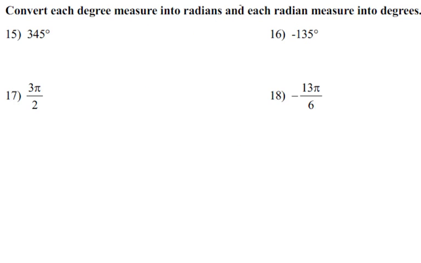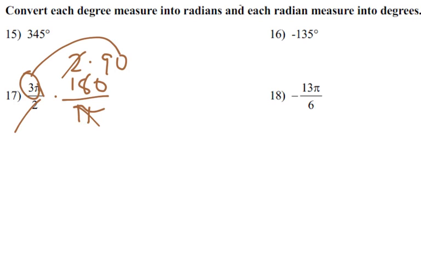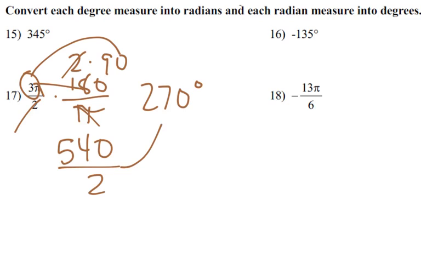Okay, now 17, this time, when you've got the pi, you times it by 180 over pi. So what happens first is the pi's cancel out, and then you can either reduce or deal with it how you want to. I like to reduce first because I know 180 is 2 times 90. So that'll get rid of my 2's, and then I'm left with 3 times 90, which is 270 degrees. You could go 3 times 180 and get 540, divide that by 2, and end up with the same thing.